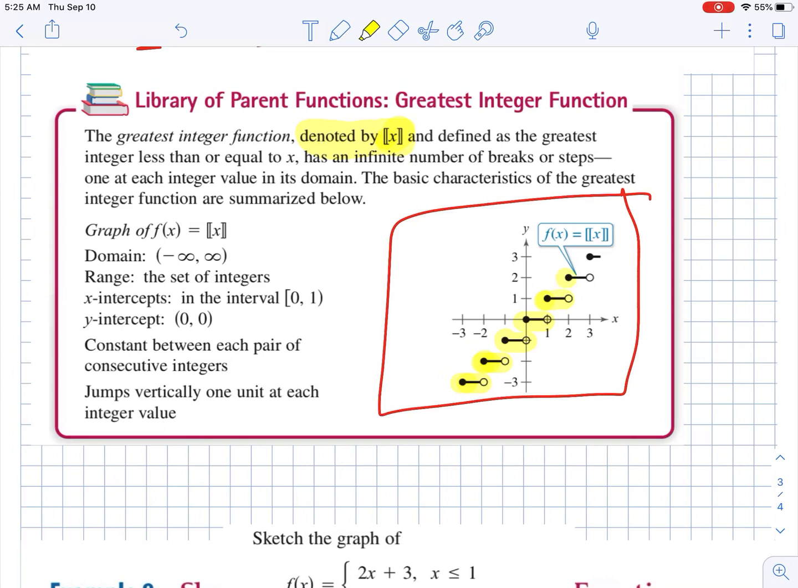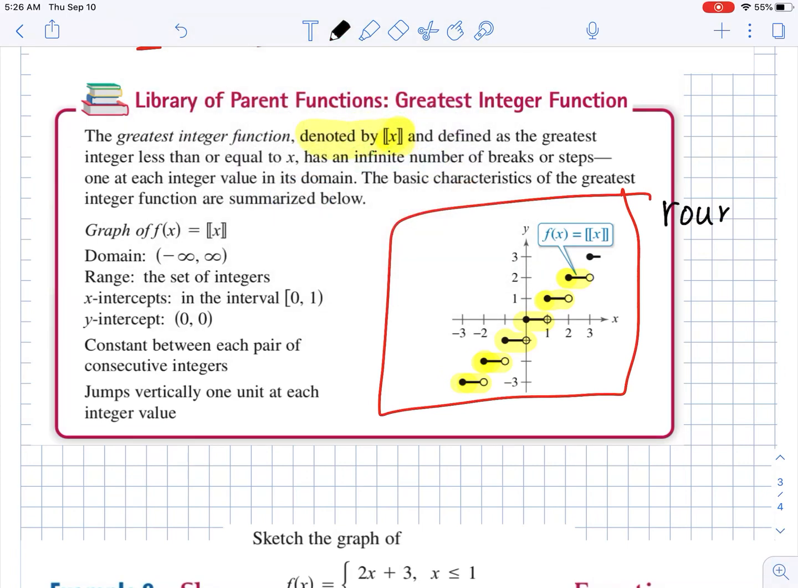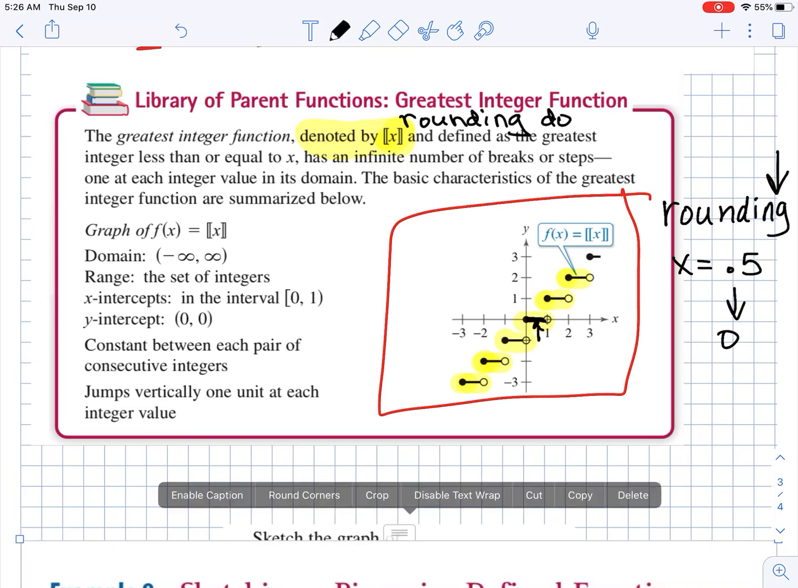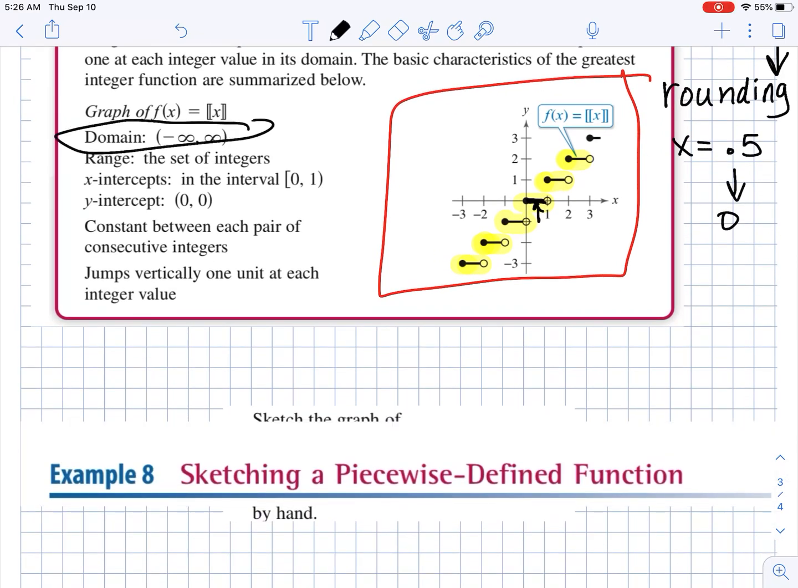So these jump, okay? Because when we are rounding the values, if x is 0.5, it rounds down to 0. So that's why when x is 0.5, that value of y stays here flat. Okay, so it rounds down. So this greatest integer function, it's kind of like your rounding down function.